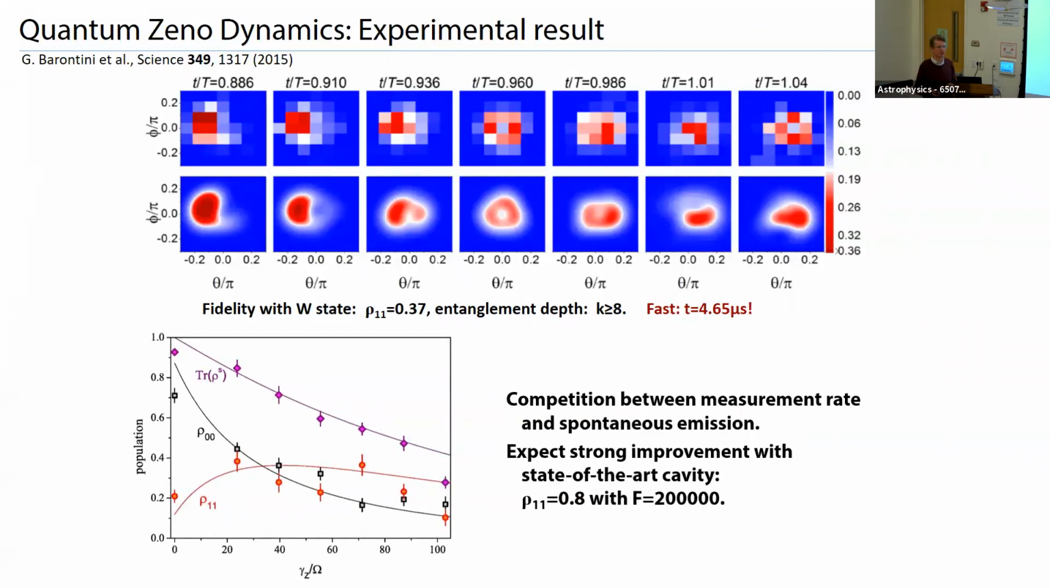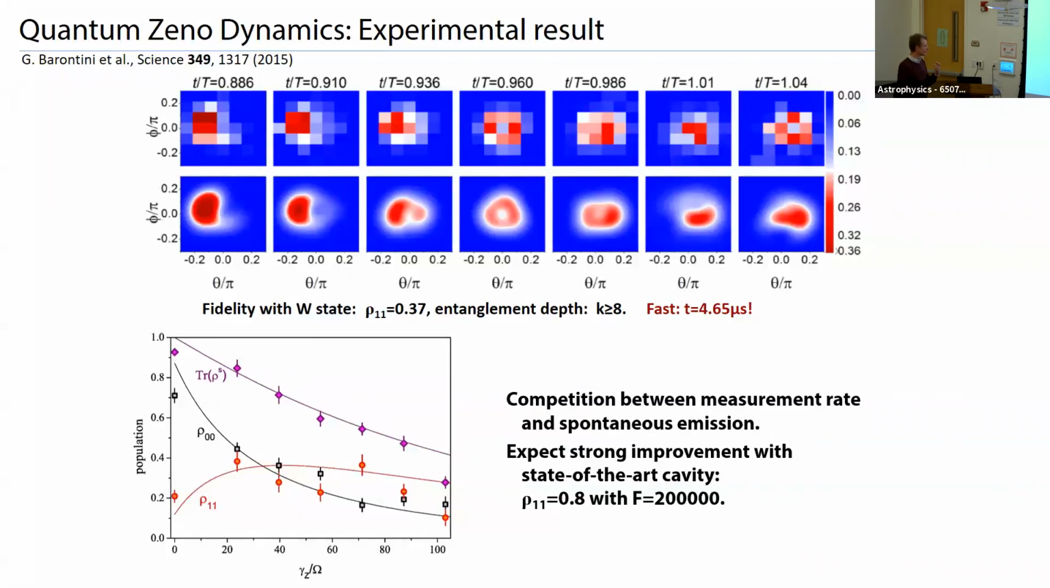First thing you can look at is how much overlap it has with just a plain old coherent state. It turns out that the fidelity between the state that we really produce and the target W state, that you can deduce from this tomography data, is 37%. And that doesn't sound like a very good number. So for us at the time, we asked, okay, should we be happy or not? What's the metric?